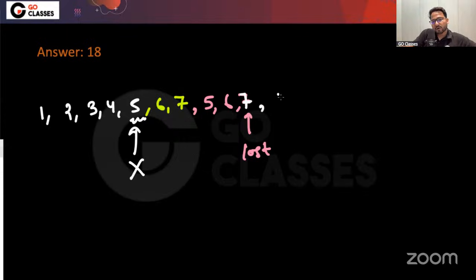So when it is getting lost, actually you have already transmitted 8, 9, right? And you have to transmit how many packets? Total 10. So we already transmitted 8, 9. So you will again retransmit 7, 8, 9.